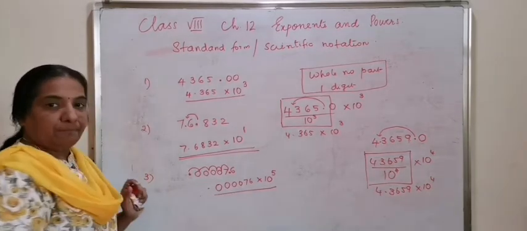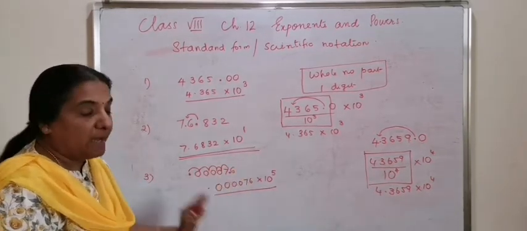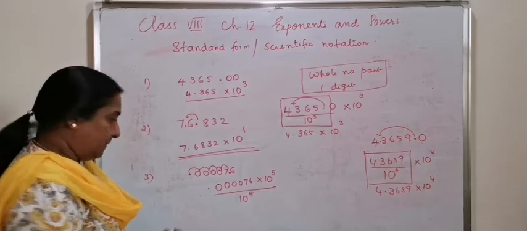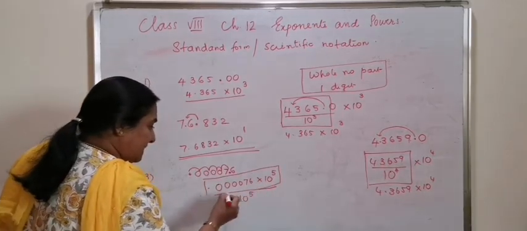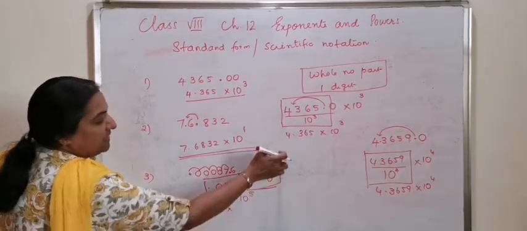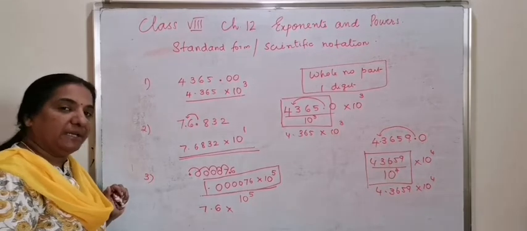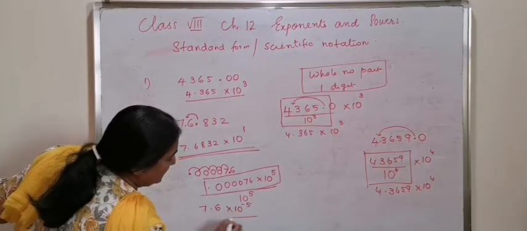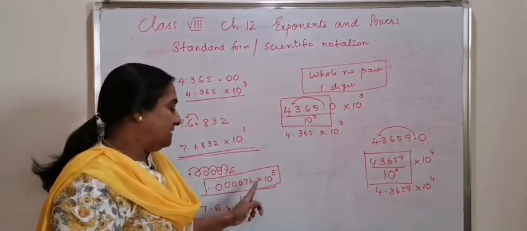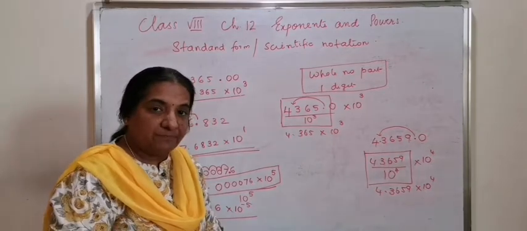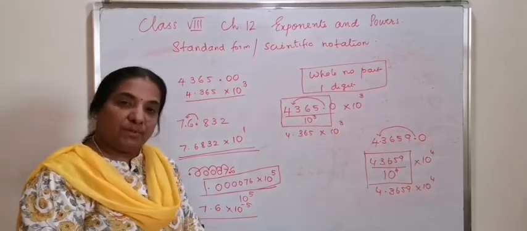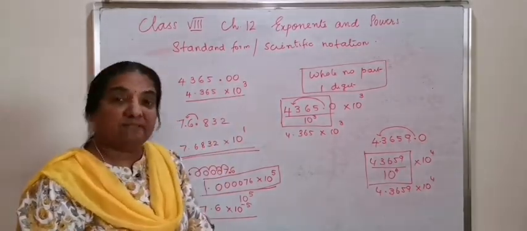At the same time, the value of the number should not be disturbed. Divide by 10 to the power of 5, or with this multiplication, it is 7.6 into, when this 10 to the power of 5 is taken into the numerator, it is 10 to the power of -5. So when you express smaller numbers, it will be 10 with a negative exponent, and when you are expressing larger numbers, it will be 10 to the power of a positive exponent.